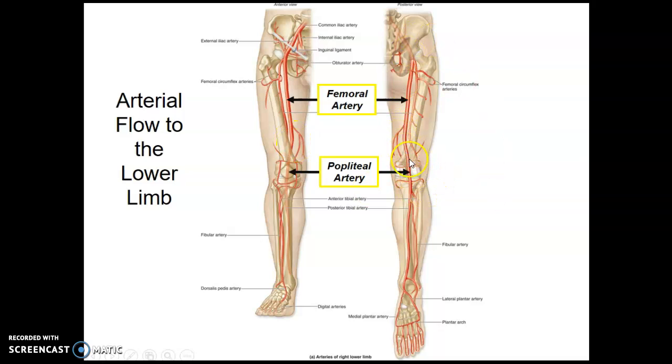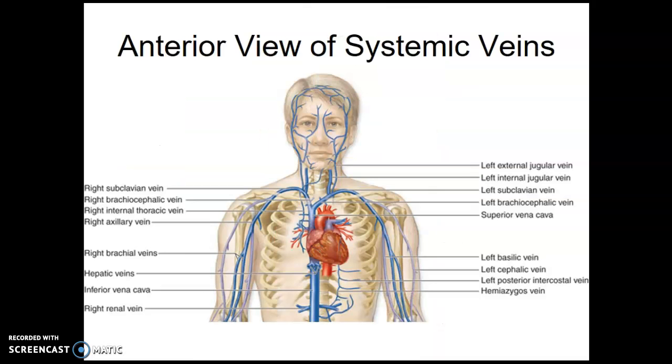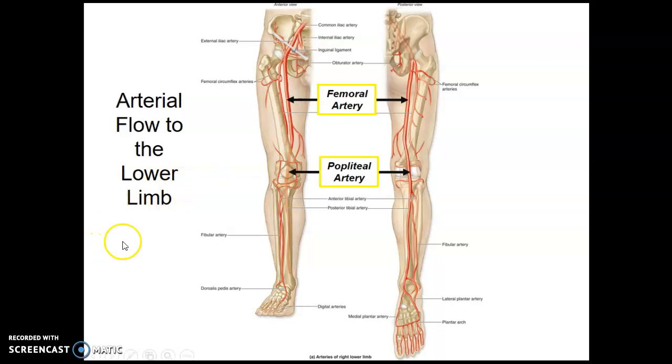The popliteal artery is the artery that runs through the popliteal space. That's the space behind the knee, kind of between those femoral condyles, protected by the patella in the anterior portion. And then our fibular artery running by the fibula, and then dorsalis pedis artery in the foot.